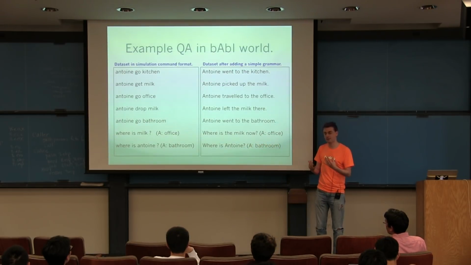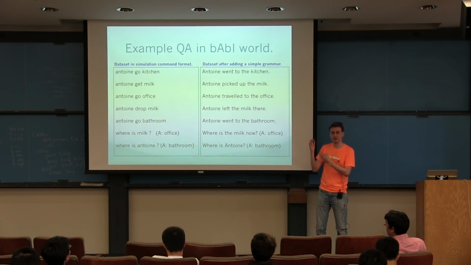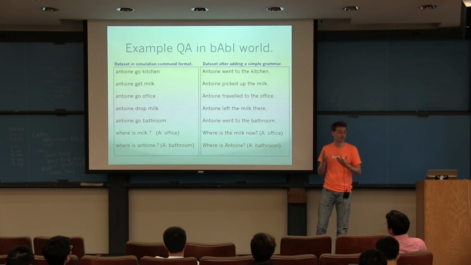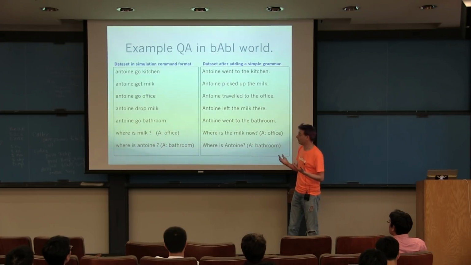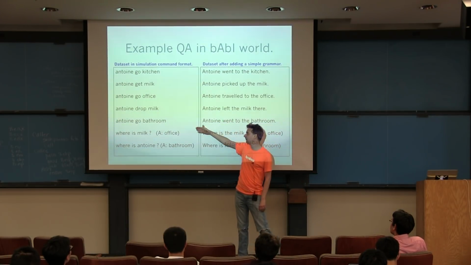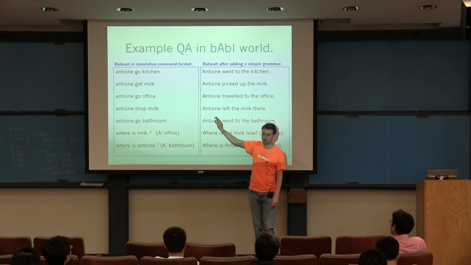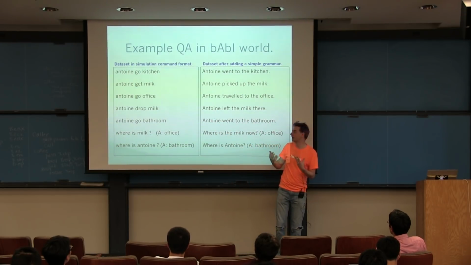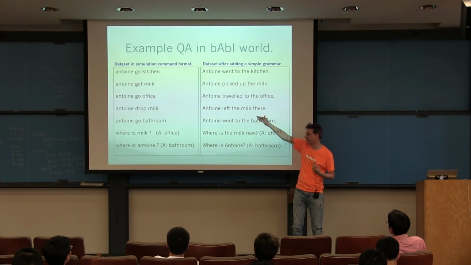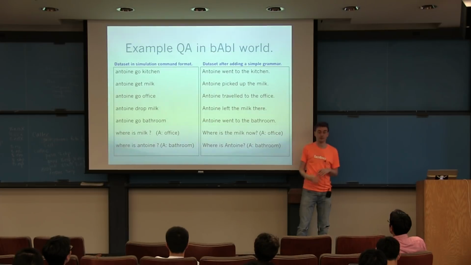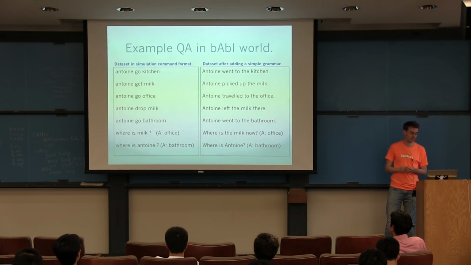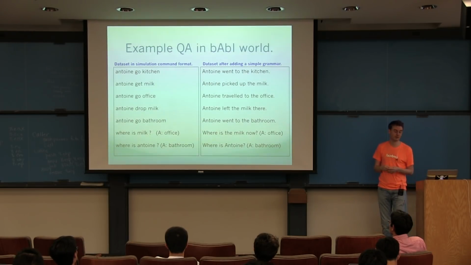So you can see that even in this very simple setup, you can make questions that are a little bit non-trivial to answer, because the machine has to understand what get, go, and drop mean. So that it understands that Antoine got the milk, then went to the office and dropped it, so he no longer has it when he goes to the bathroom. Somehow it starts to understand what these things actually mean if it's answering the questions correctly.